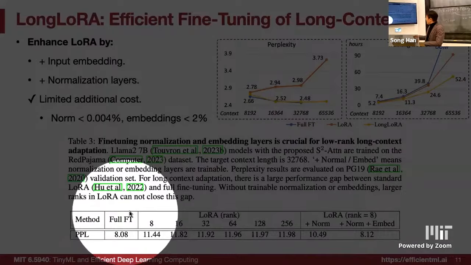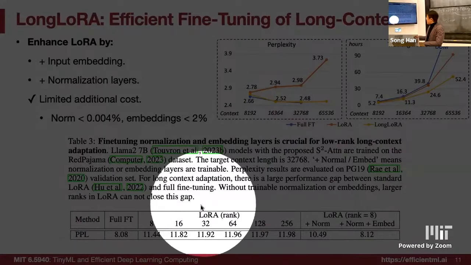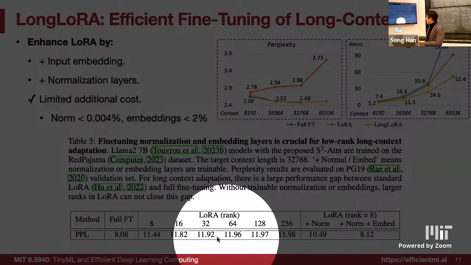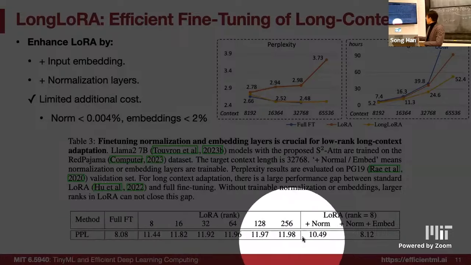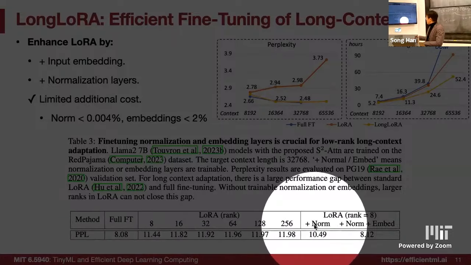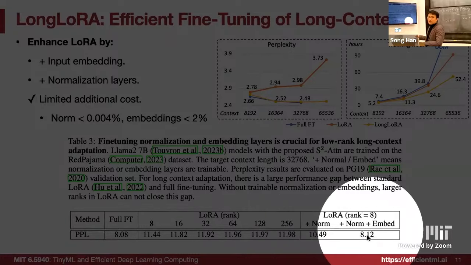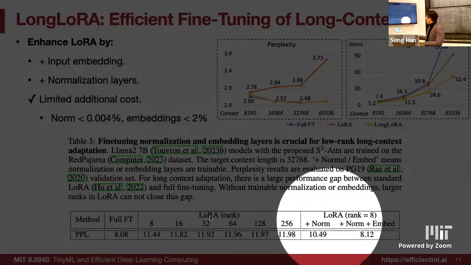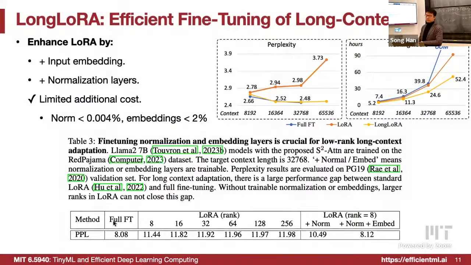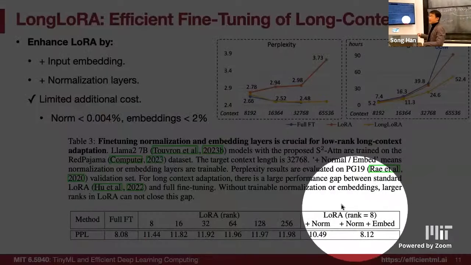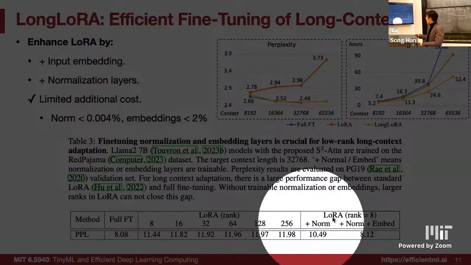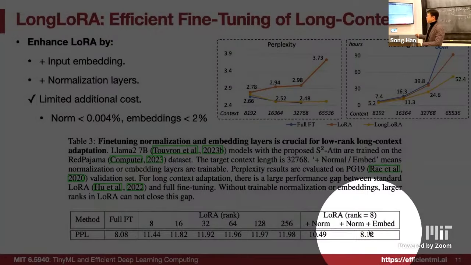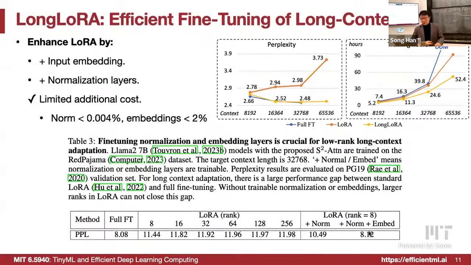But compared with full fine-tuning, naively using the LoRA, as you increase the rank, the perplexity still remains pretty high, like 3 points higher than the full fine-tuning. If we add normalization tuning, it becomes a little better, 1 point. And if we add both normalization and embedding tuning, it becomes pretty much matching the original full fine-tuning's perplexity. And here we are using a very low rank, just 8. Even using LoRA with 256, it still doesn't work. But here we just use a rank of 8 plus normalization and embedding fine-tuning. It can work as well as full fine-tuning.